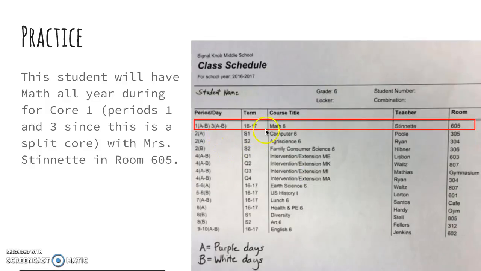Let's take a look at this first row here. The first row of the sample schedule indicates that this student will have math, that math class will be all year long, and that it will take place during Core 1, which for 6th graders is period 1 and 3. This is a split core. During period 2, the student will be going, you can see down here, to computers for their related arts class, and then we'll come back to math with Mrs. Stinnett in room 605.